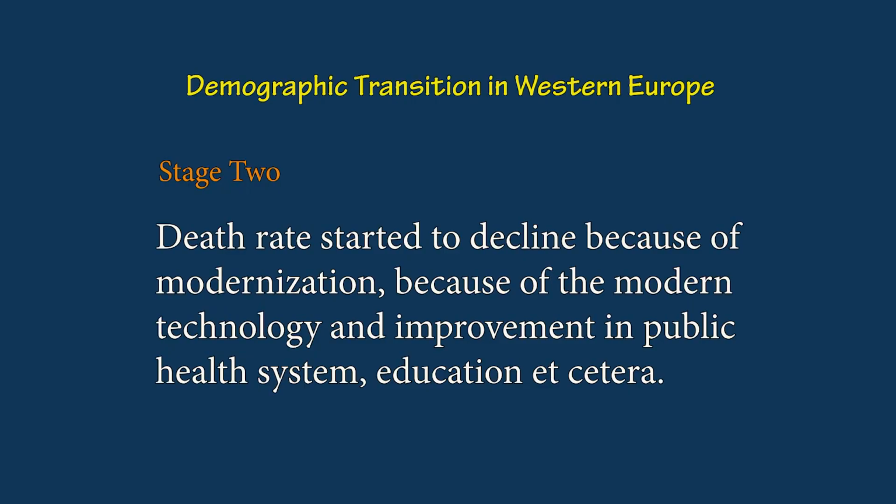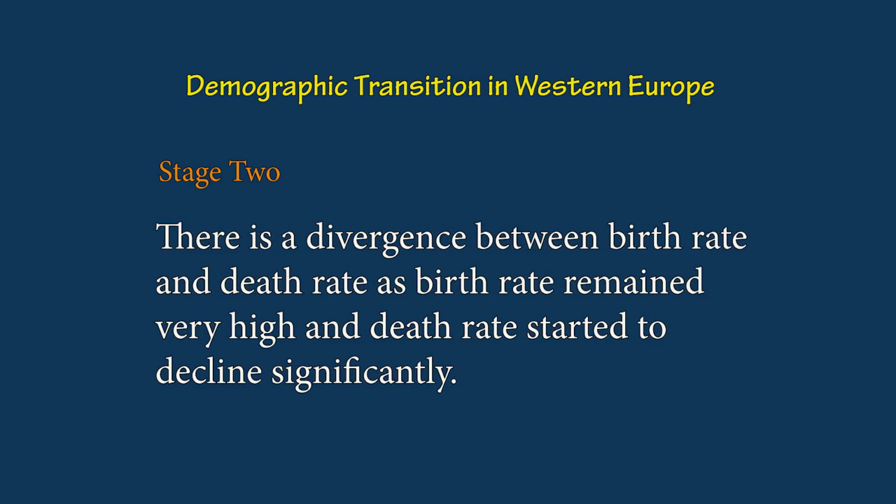While explaining stage 2, we must say that the death rate started to decline because of modernization, because of modern technology and improvement in the public health system, education, etc. In stage 2 we can observe there is a divergence between birth rate and death rate, as birth rate remained very high and death rate started to decline significantly. Due to this divergence, population growth rate also picked up in this stage.